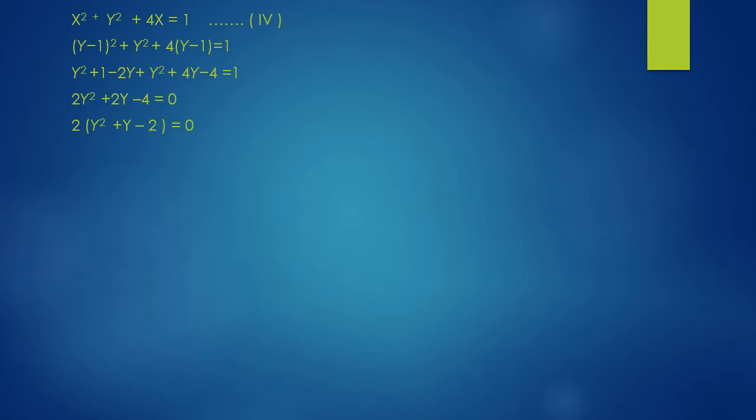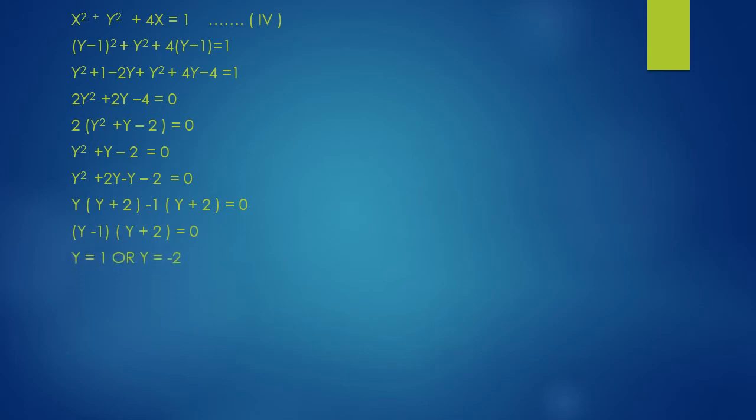2 is common, y square plus y minus 2 is equal to 0. Dividing 2 on both sides, the next step is y square plus y minus 2 is equal to 0. It is a quadratic equation. By using the factorization method, y square plus 2y minus y minus 2 is equal to 0. So y common, y plus 2 minus 1 common, y plus 2 is equal to 0. y minus 1 and y plus 2 is equal to 0. y is equal to 1 or y is equal to minus 2.